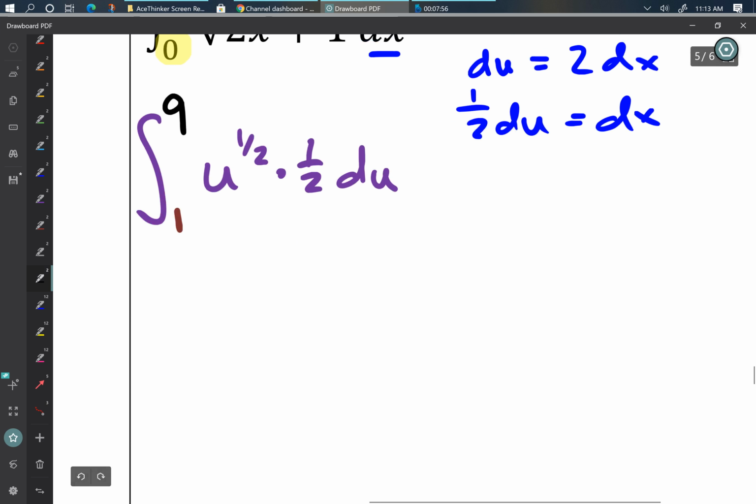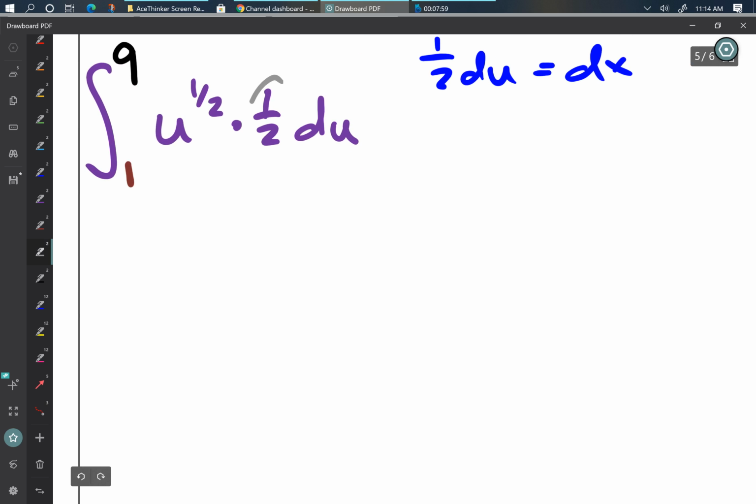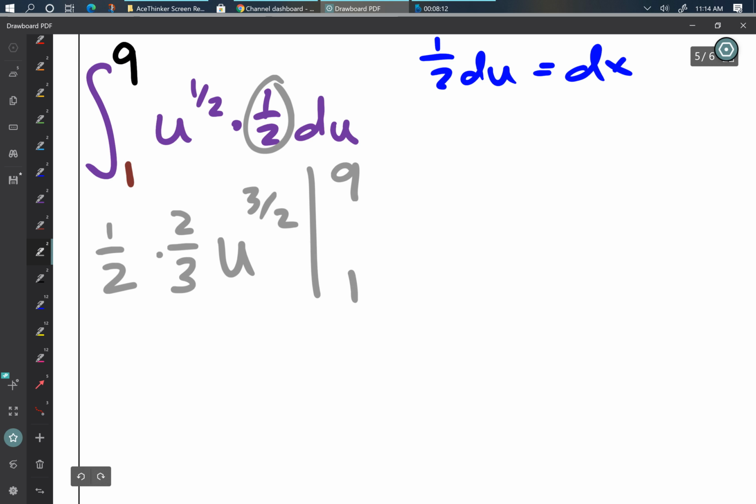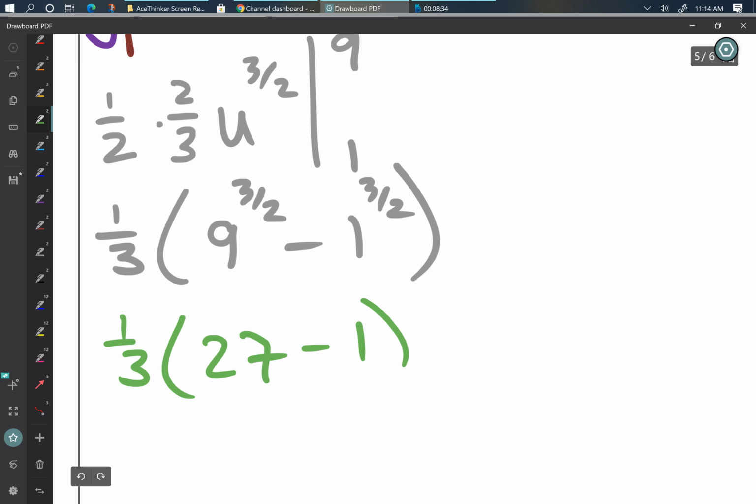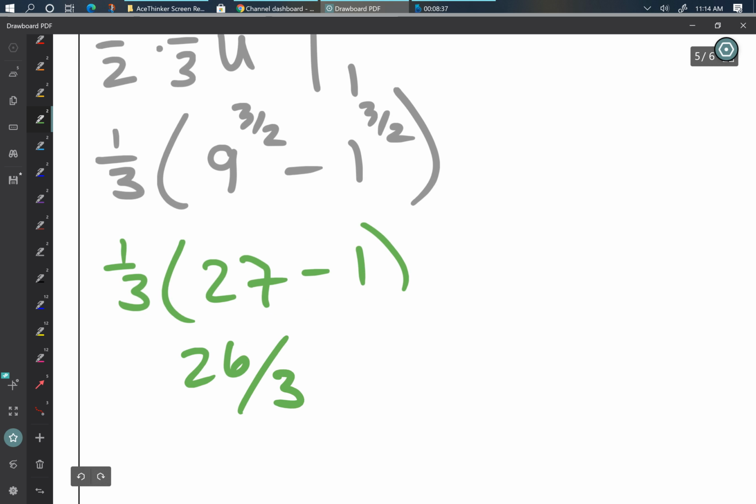Now that I've got my limits of integration, this is just a calculus problem. So this 1/2 is just a coefficient, so it just drags along. U to the 1/2, that's going to become u to the 3/2 with a 2/3 out in front of it. And then this needs to be evaluated from 1 to 9. So I'm going to get 1/3 times the quantity 9 to the 3/2 minus 1 to the 3/2. The 2 is a square root, so the square root of 9 is 3. 3 cubed is 27. Minus 1, 26, so I get 26/3. So the value of my definite integral is 26/3.